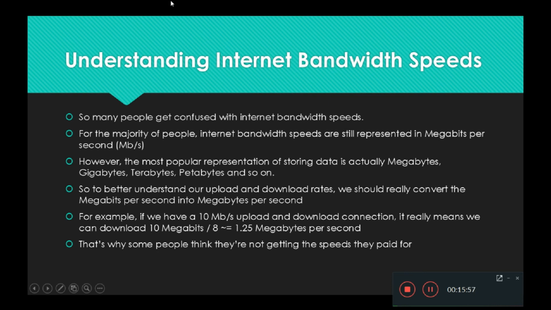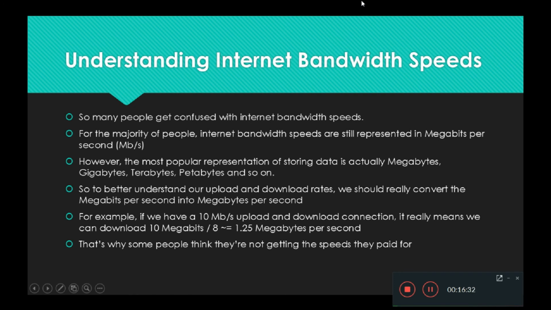So for example, if we have a 10 megabit, where the small b represents bit, 10 megabits per second upload and download connection, it really means we can download 10 megabits divided by 8. Remember, 1 byte is actually 8 bits. So in order to get 10 megabits converted into the equivalent in megabytes per second, we actually need to divide by 8. And so when we do that, we realize that it's a lot less. It's actually 1.25 megabytes per second that we are downloading at.